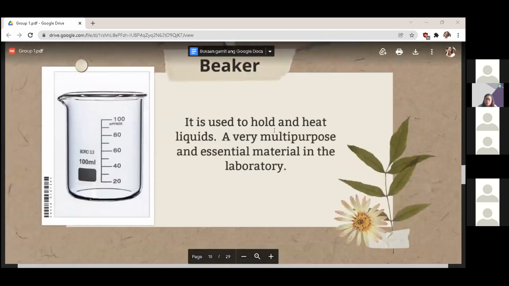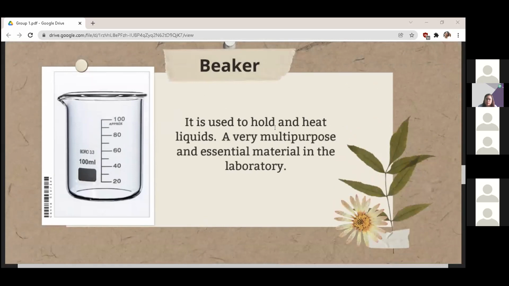Beakers are useful as reaction containers or to hold liquid or solid samples. They are also used to catch liquids from filtrations and filtrates from filtering operations.